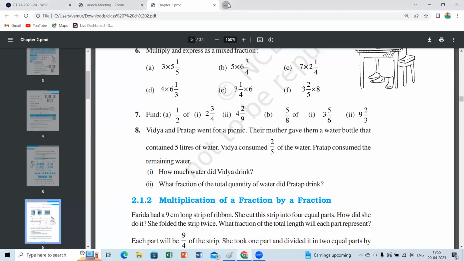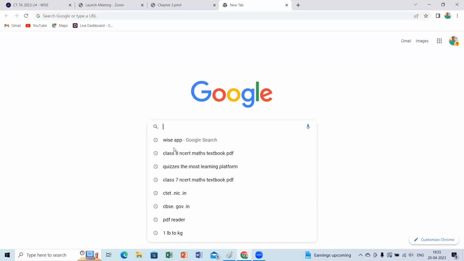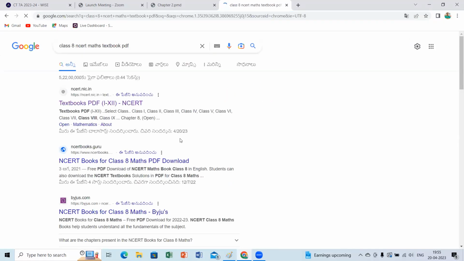Ma'am, I don't have the textbook. No, download it from the NCERT portal, beta. Can I help you? See my screen. Go to Google. You can search class 7 NCERT textbook. There you will get this portal. Or else I can share this link. 1 minute, I'll ask my son to share with you. Anish, please share this link in the chat box.